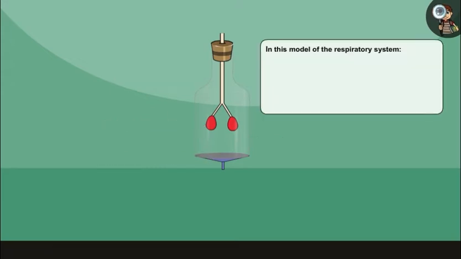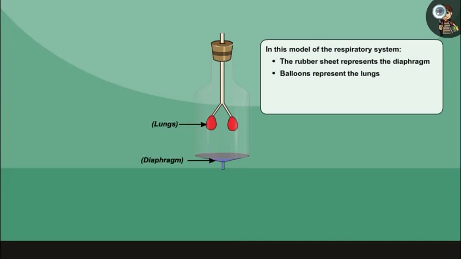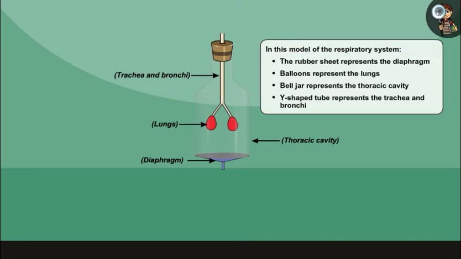In this model of the respiratory system, the rubber sheet represents the diaphragm, balloons represent the lungs, the bell jar represents the thoracic cavity, and the Y-shaped tubes represent the trachea and bronchi.